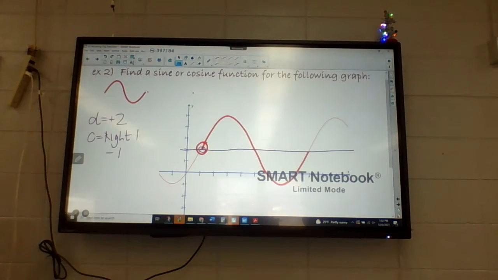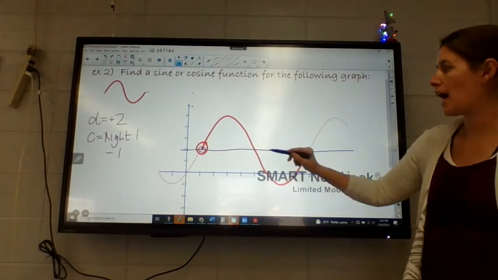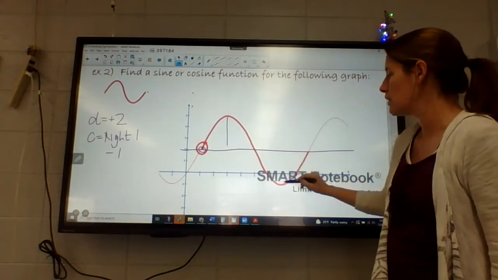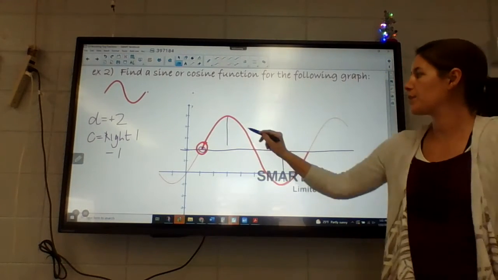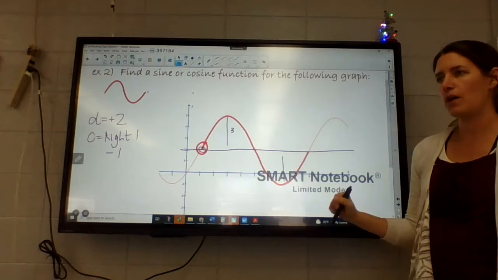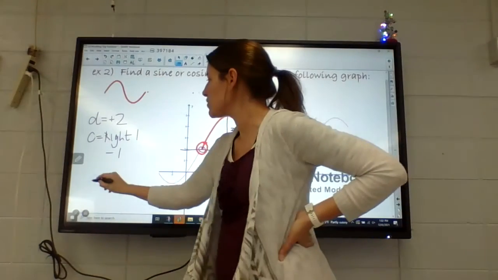Now the amplitude is how high and low it goes. So it goes from 2 to 5 or 2 to negative 1. That's 3, because 5 to negative 1 is 6 and half of that would be 3. So that's my amplitude.